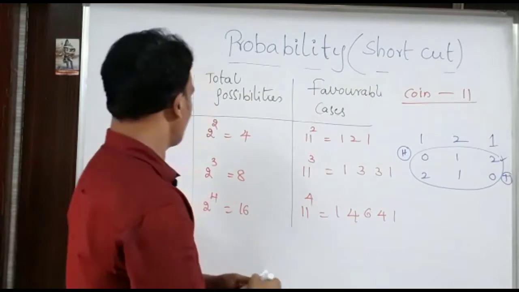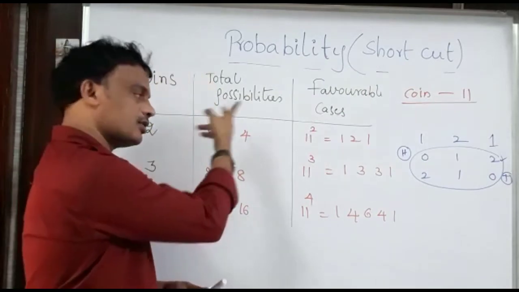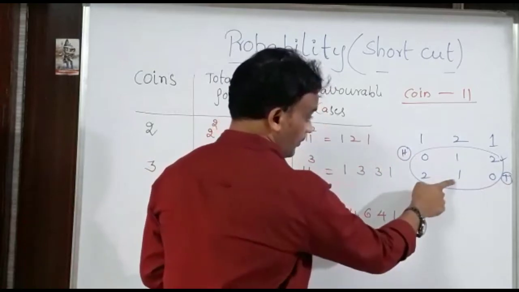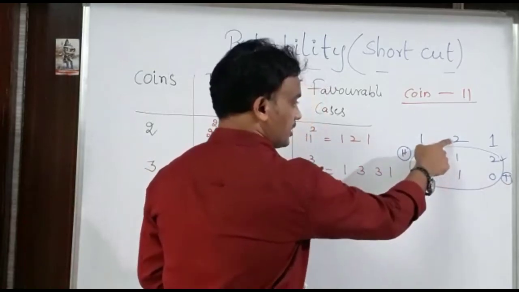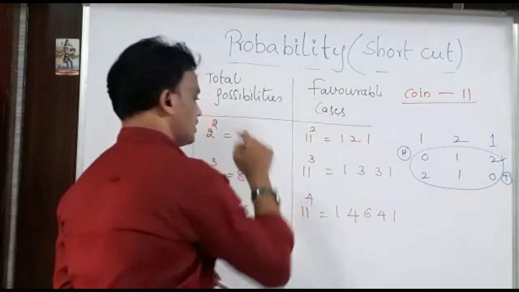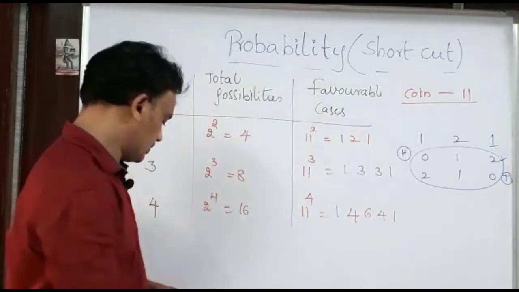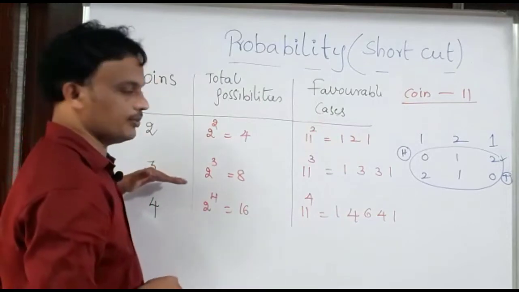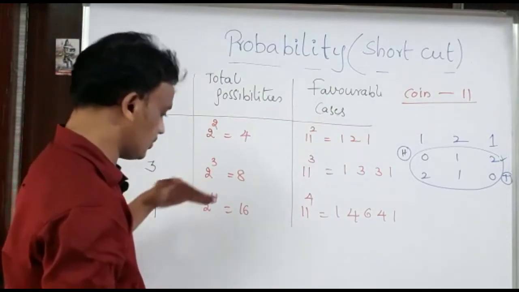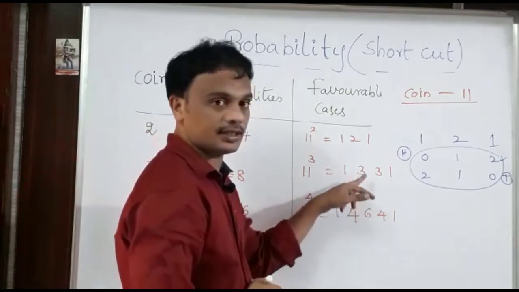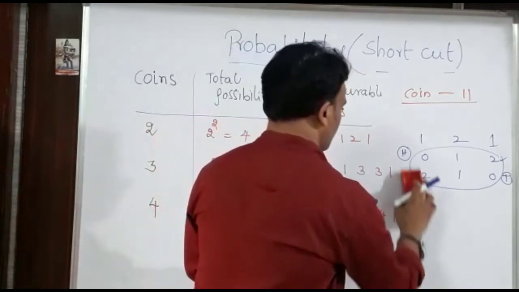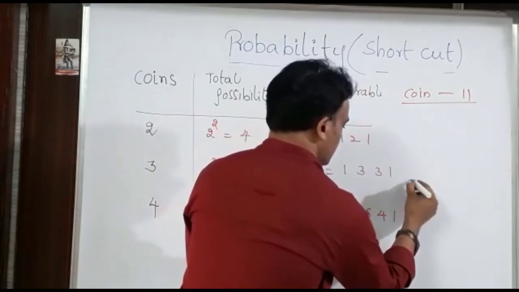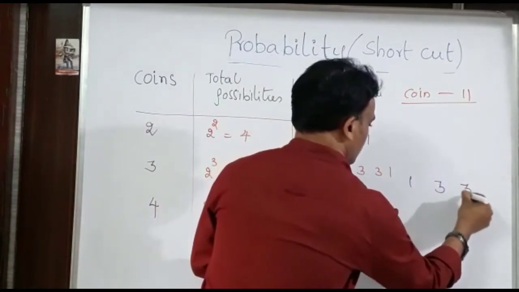When the coin is tossed 2 times, what are the favorable cases for getting tail 1 time? 2 out of 4 chances. Similarly, let me explain this. When the coin is tossed 3 times, what are the favorable cases? 1 3 3 1. Let me explain this also. 1 3 3 1, write clearly, 1 3 and 3 1.